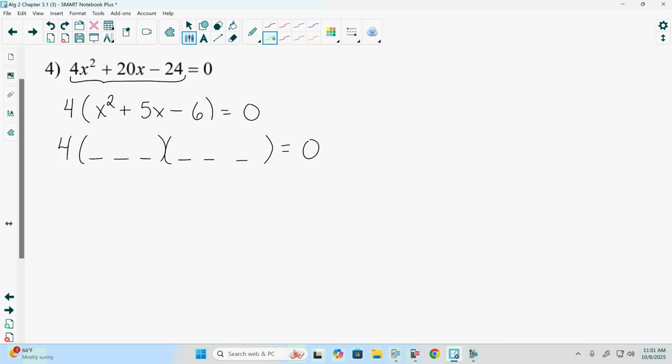Because what does it say? If the third term is negative, the signs are opposite. We don't even look at the middle term if the third term is negative. It's just the signs are opposite. One is positive, one is negative. If the third term is negative, the signs are automatically opposite. It doesn't matter what the middle term sign is. Third term's negative, signs are opposite automatically.